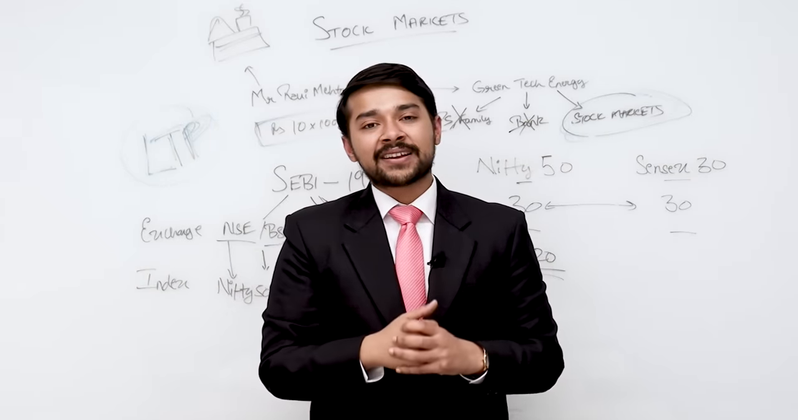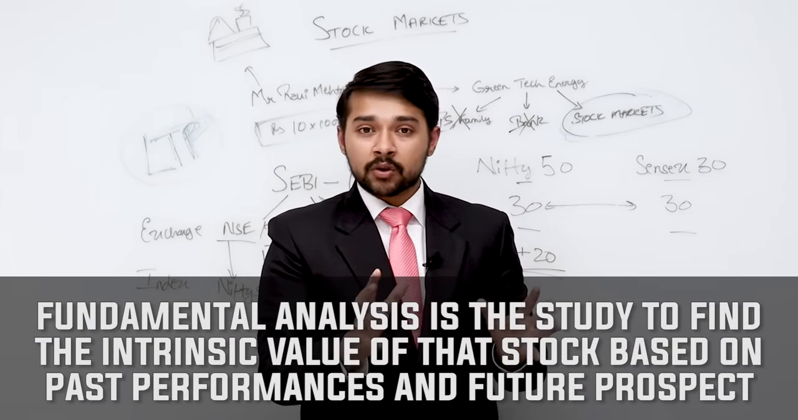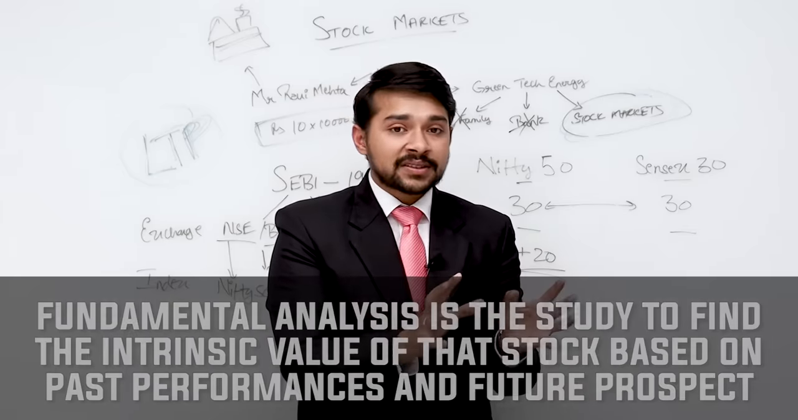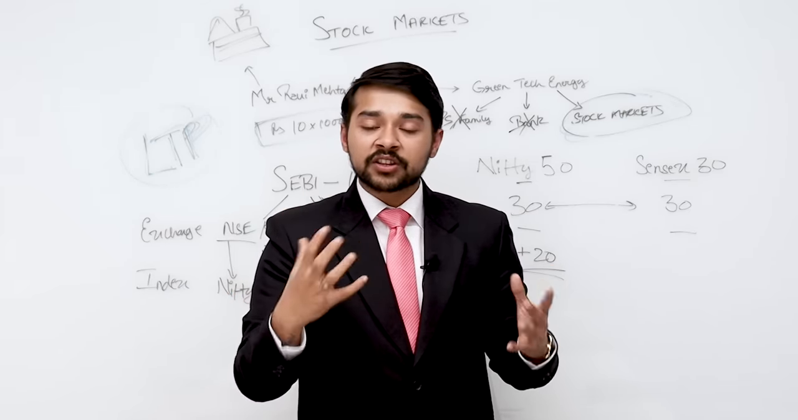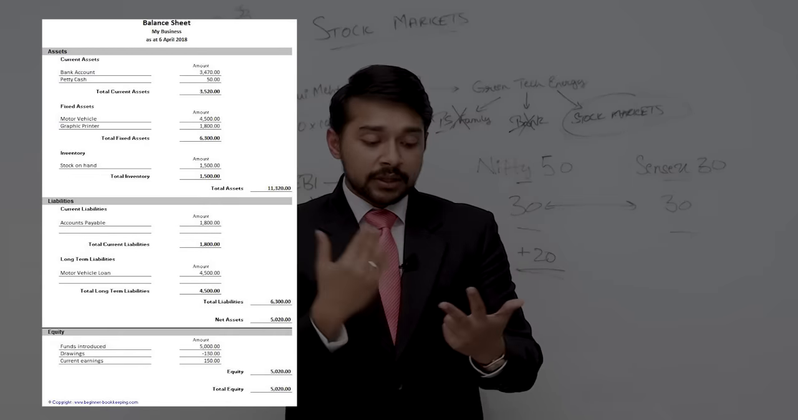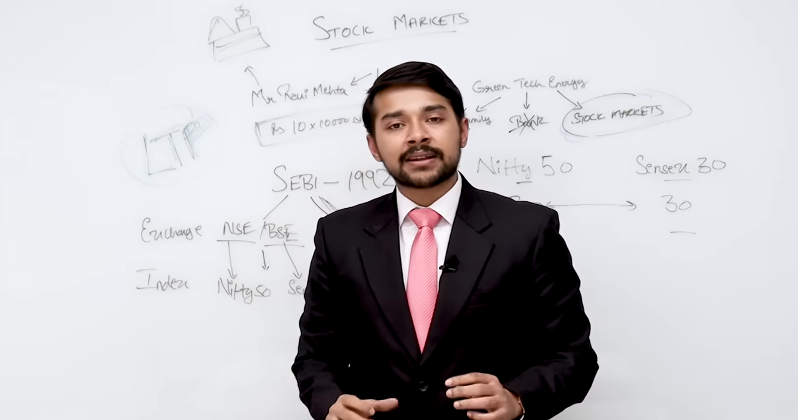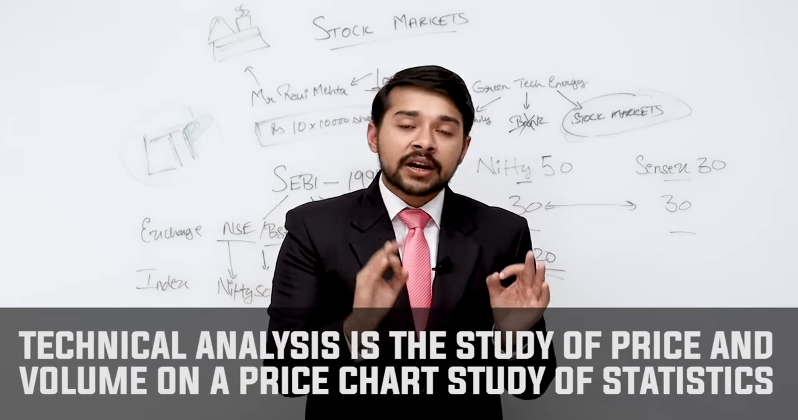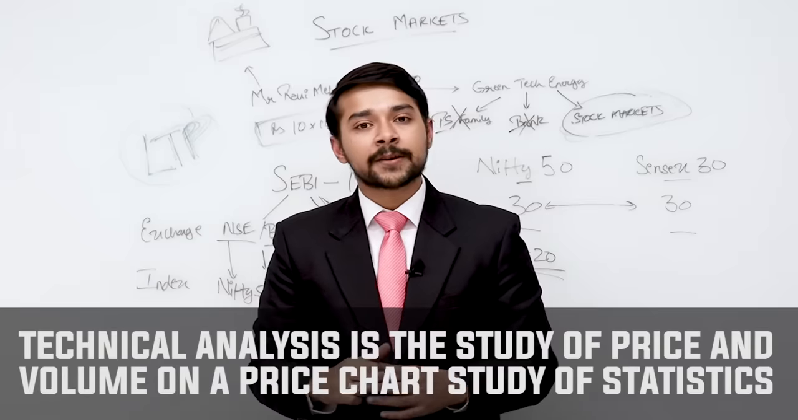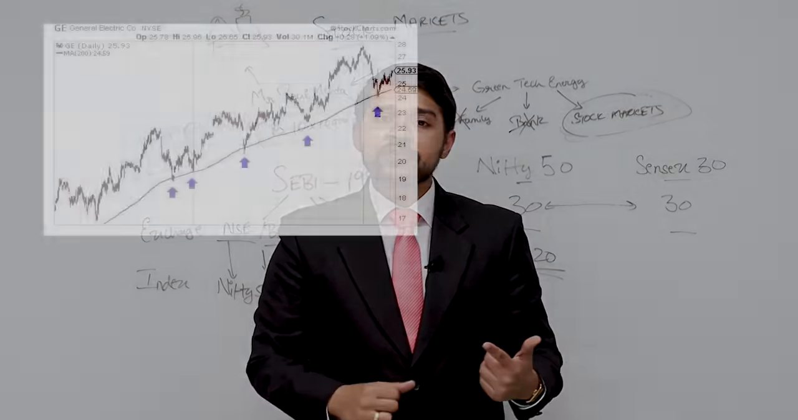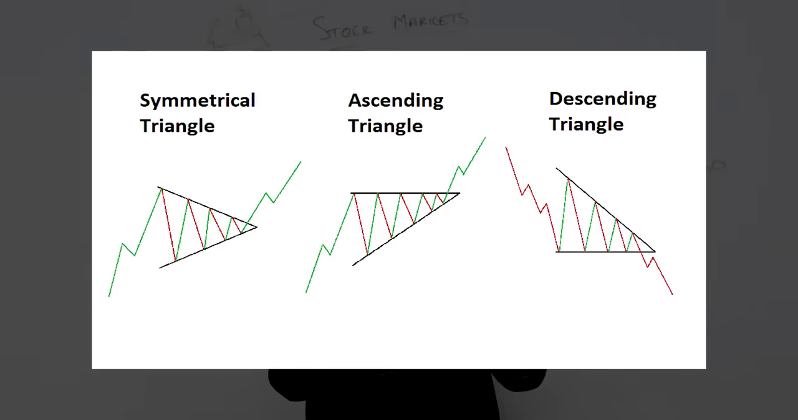Right? Now, fundamental analysis is the study to find the intrinsic value of that stock based on its past performances and future prospect. In fundamental analysis, what are the tools? You need balance sheets, you need cash flows, you need profit and loss, you need ratios. On the other hand, technical analysis. Now, technical analysis is the study of price and volumes on a price chart. Jo aap sabne dekha hai, it's the study of statistics. Technical analysis kya hota hai? Moving averages, Bollinger bands, RSI, MACD, then there are candlesticks, then there are patterns.